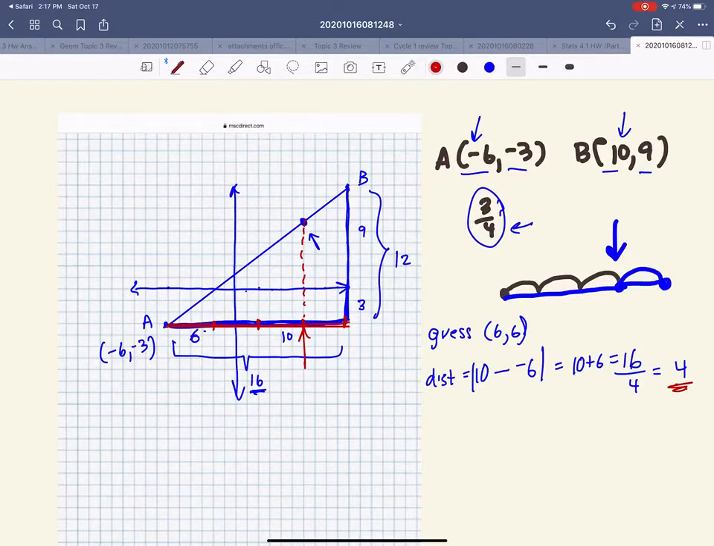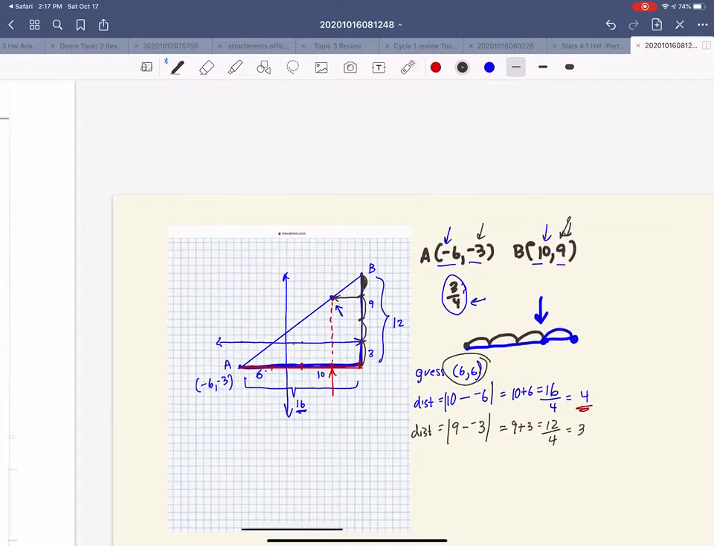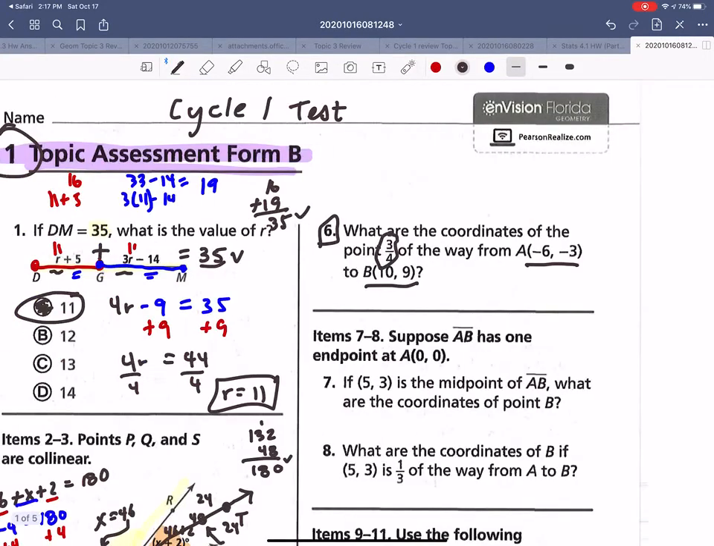Now let's think about it in the Y. In the Y direction, the distance they traveled was the absolute value of 9 minus -3. And so that would be 9 plus 3, or 12. And when I divide that by 4, I get 3. So this would be cut into 3 equal pieces. And same thing, if I do 3 equal pieces with 1 left to go, I'm lined up. So my guess was right. Cool. Okay, so 6, 6.